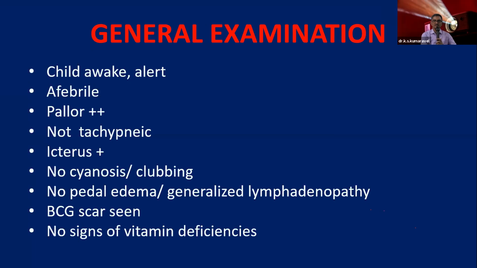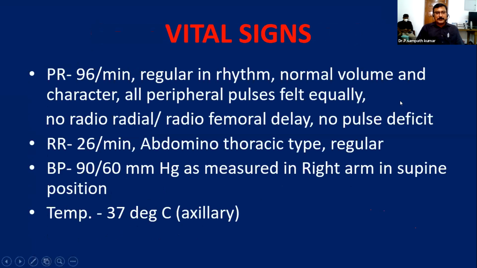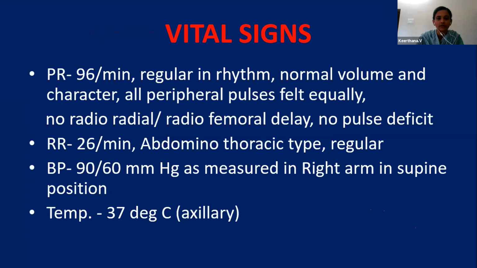Okay, next. Why did you want to say no lymphadenopathy? You said no generalized lymphadenopathy. Sir, in leukemia, lymphadenopathy will be seen. Yeah, you can see. So how did you identify that BCG scar? Sir, a scar is noted on the left side upper arm deltoid region. It will be hypopigmented and puckering will be seen. Yes, good. Okay.